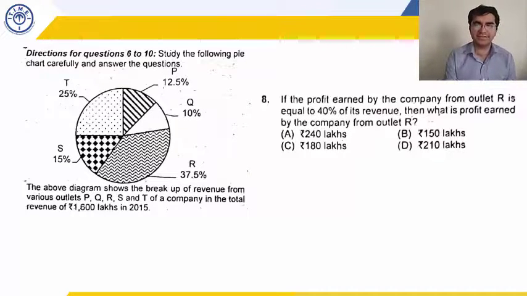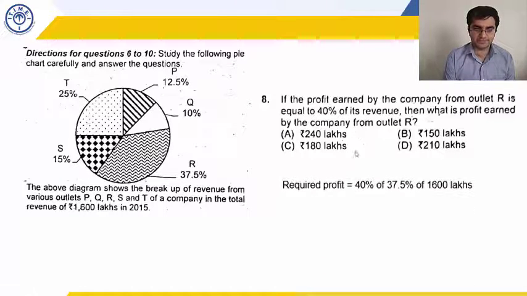Okay, let's see. Profit earned by the company from outlet R is equal to 40% of its revenue. Whose revenue? R's revenue. So profit is 40% of R's revenue. Okay, find the profit. So first we can find out R's revenue. What is R's revenue? R's revenue is 30% of 1600 lakhs.